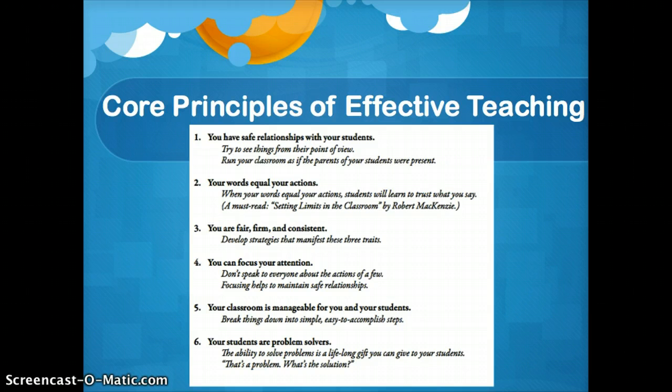6. Your students are problem solvers. The ability to solve a problem is a lifelong gift you can give your students.